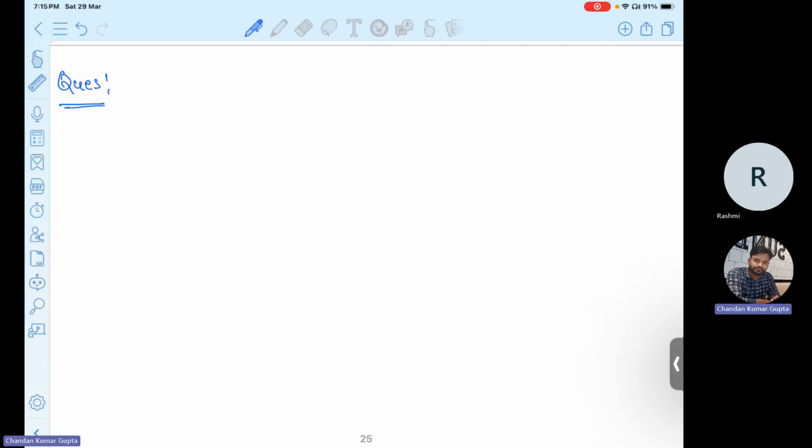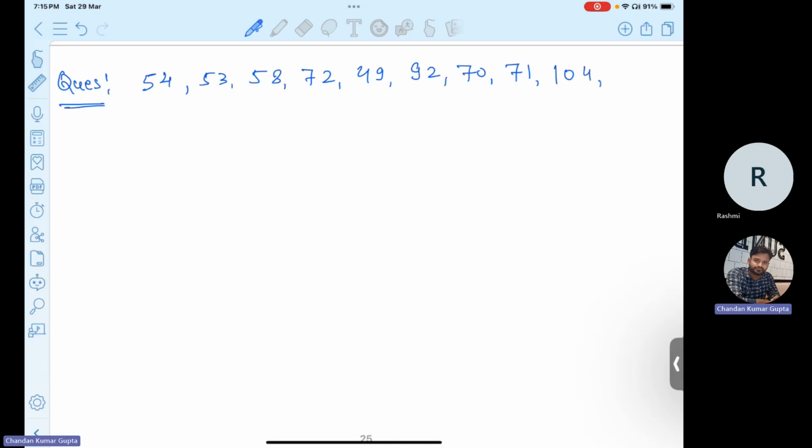Actually, we are given a data. I am writing the data: 54, 53, 58, 72, 49, 92, 70, 71, 104, 48, 65, 72, again 65, 70, and the last one is 85. These data are given only.